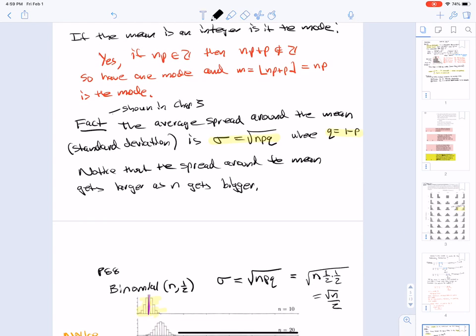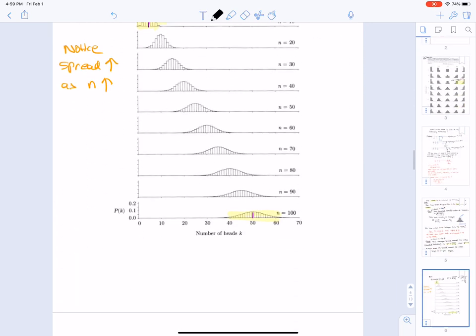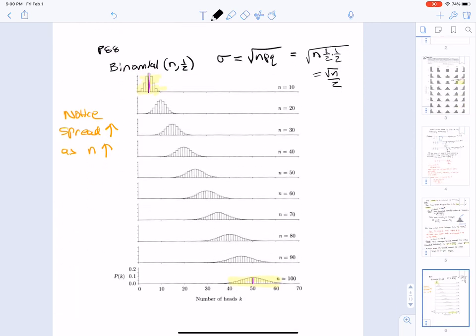Another fact is that the average spread around the mean, which is called the standard deviation, is the square root of npq, where q is 1 minus p. Notice that the spread around the mean gets larger as n gets bigger, as you can see from this diagram here. For binomial n, 1/2, it gets more spread out as n gets larger.